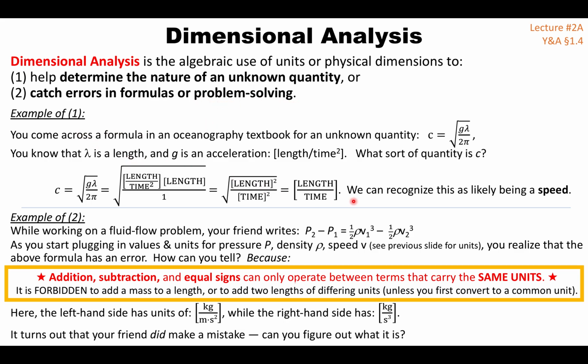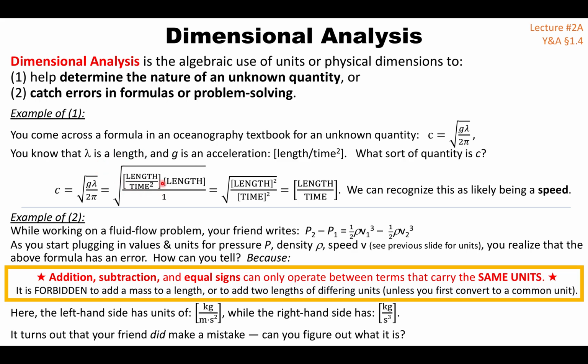Here's an example of the first thing. Suppose that I have a formula like this, an expression that we encounter in a textbook, where I know that g is an acceleration and lambda is a length, but I don't know what c is. Well, I can do some quick dimensional analysis and find out.